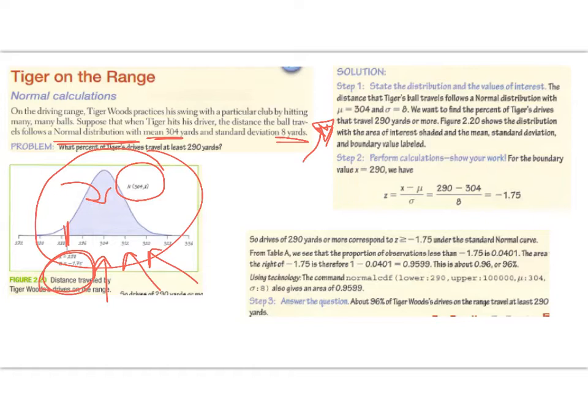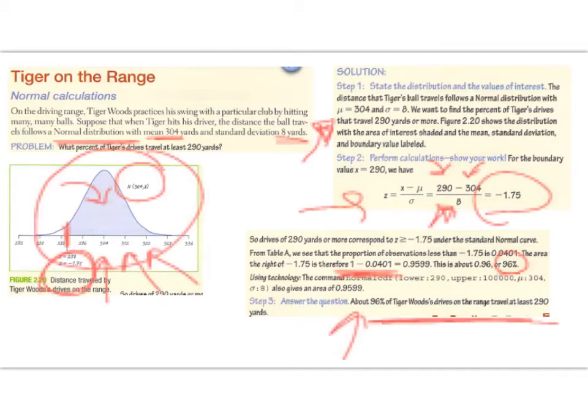So in step 2 here, if we wanted to find this, we would find our z-score, which is negative 1.75, right, 290 minus the mean divided by the standard deviation. So we would find the z-score, okay? We would use our table, and we would have 1 minus, since we want greater. And so that would translate into about 96%. Again, we will talk about how this looks under the calculator later. And so then you need to actually answer the question. And you'll notice it's in context. About 96% of Tiger Woods' drives on the range travel at least 290 yards.